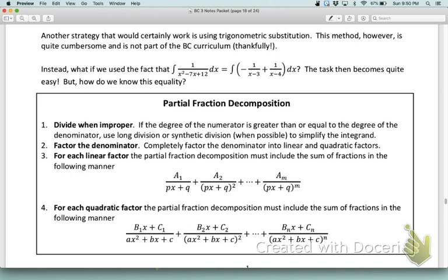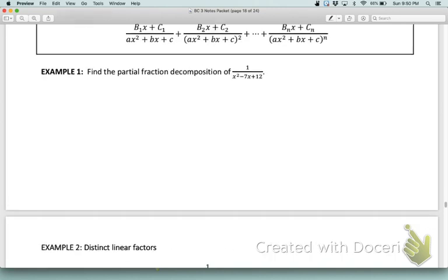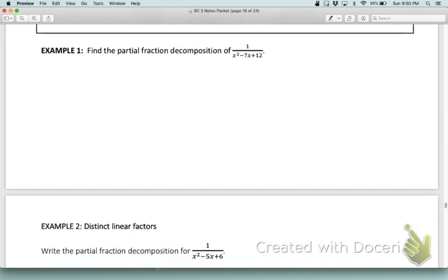So I know that this is kind of hard to visualize what we're doing just yet. So let's look at this one. This is the one that we've been talking about. We want the partial fraction decomposition of 1 over x squared minus 7x plus 12. So the first thing that we do is we factor.